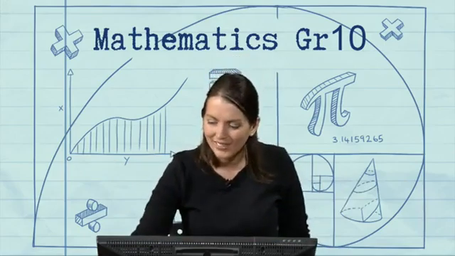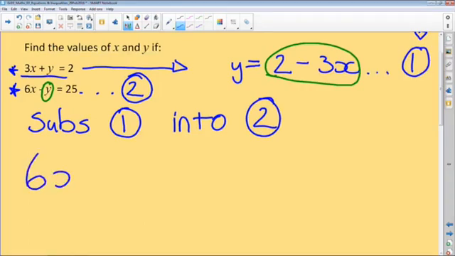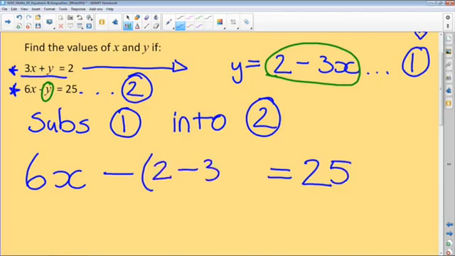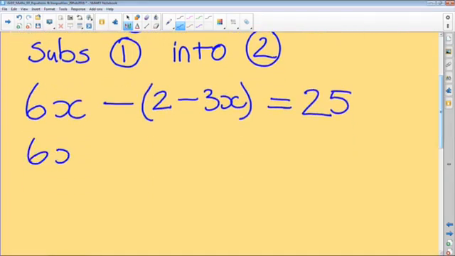Let's do it. Okay, so let me just circle my value of y and circle the y over there so that you can see what we're going to be replacing. The rest of the equation stays the same. I've still got 6x minus something is equals to 25. But I've replaced the y with 2 minus 3x. Okay, and let's solve this as quickly as possible. I'm going to multiply in that negative, giving me negative 2x and plus 3x is equals to 25.